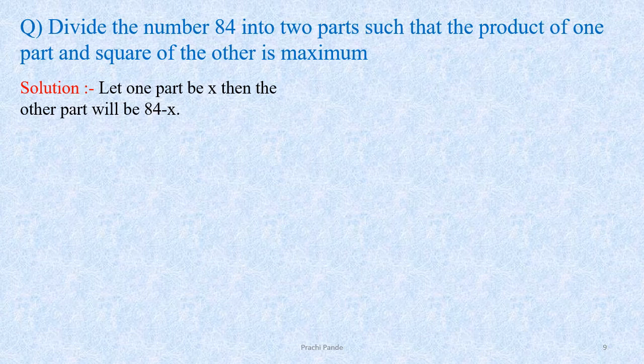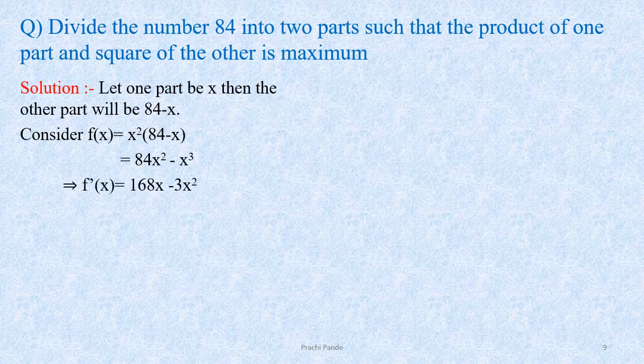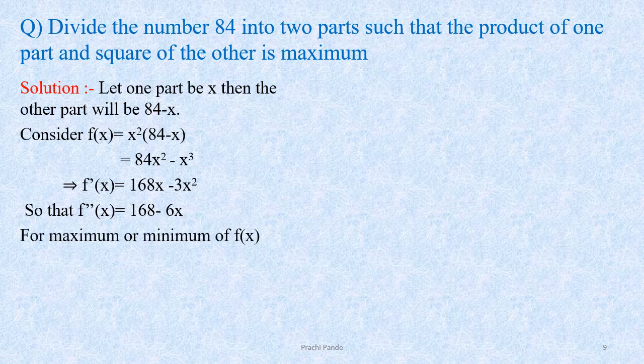Consider that function as f of x, which is equal to first part into square of the second part. For simplicity, here I have considered the second part as x. If we solve this, we get f of x is equal to 84x square minus x cube. Find out f dash x, which is equal to 168x minus 3x square. So that f double dash x is equal to 168 minus 6x.